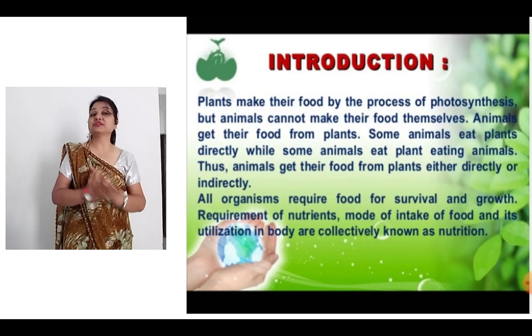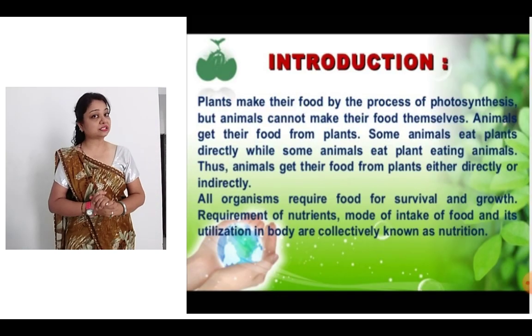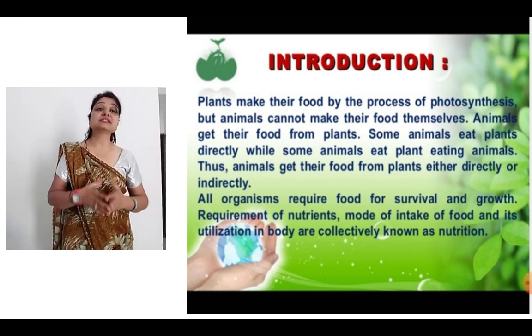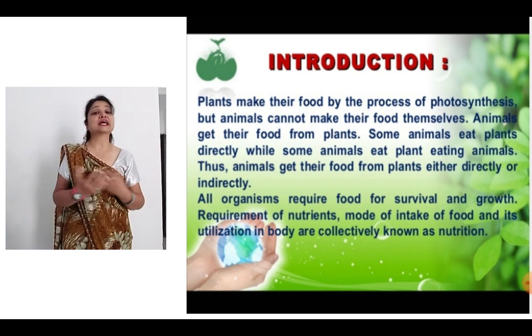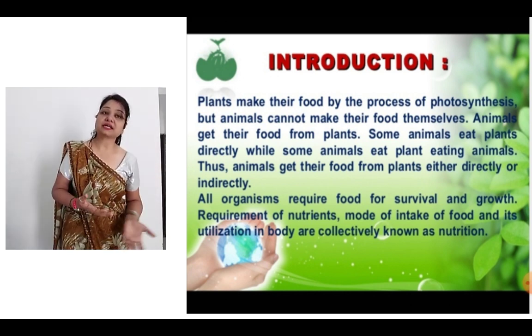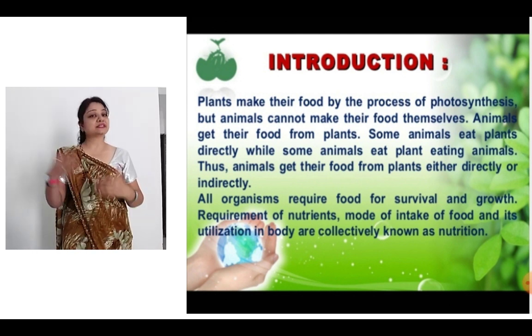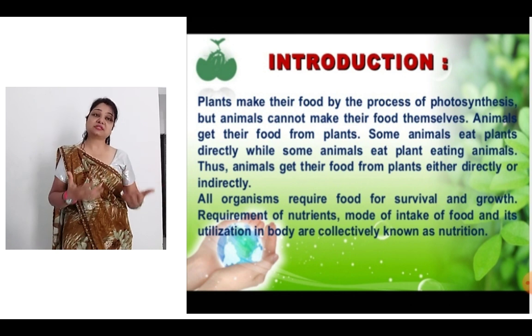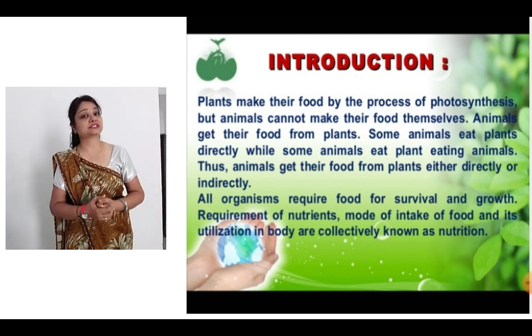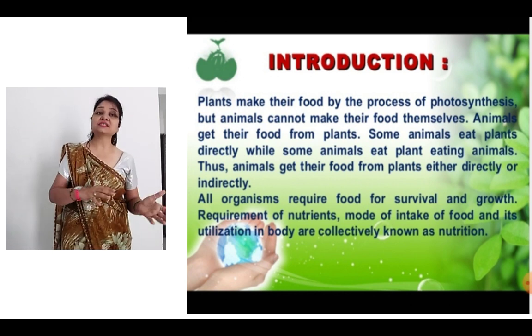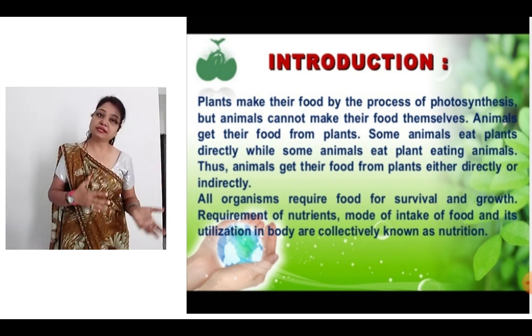Plants, you know, make their food by the process of photosynthesis, that is, they are autotrophic. But animals cannot make their food themselves, that is, they are heterotrophic. They get their food from plants. Some animals eat plants directly, like herbivores, while some animals eat the plant-eating animals, that is the carnivores. Thus animals get their food from plants either directly or indirectly.